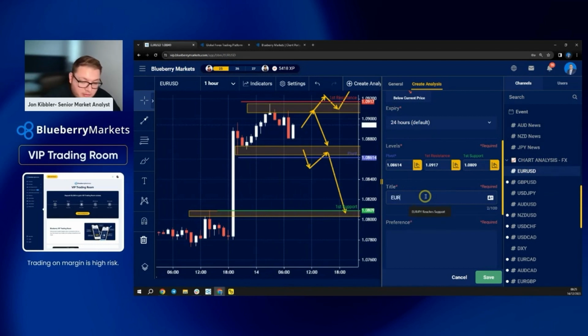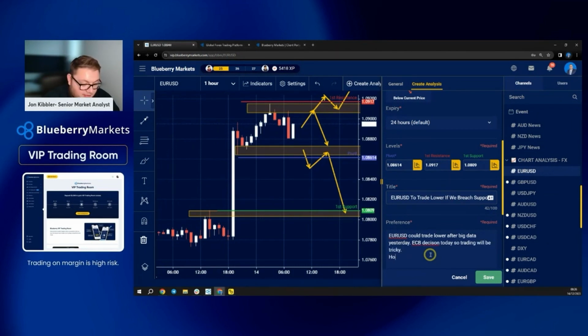I can say euro US dollar to trade lower if we breach support. Okay, so then I can just type a little bit of text in here. Euro US dollar could trade lower after big data yesterday. There was lots of data going on yesterday. We've also got an ECB decision coming up today, so trading will be tricky.